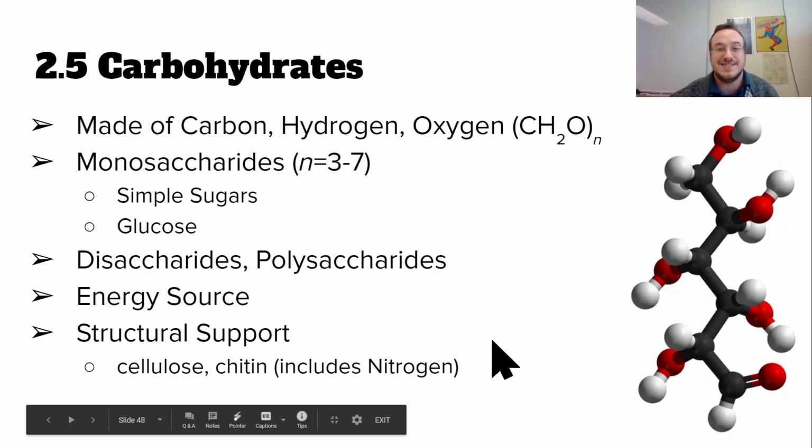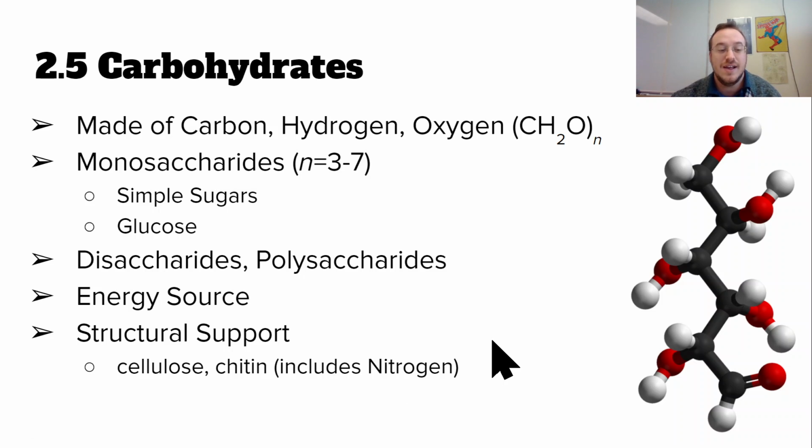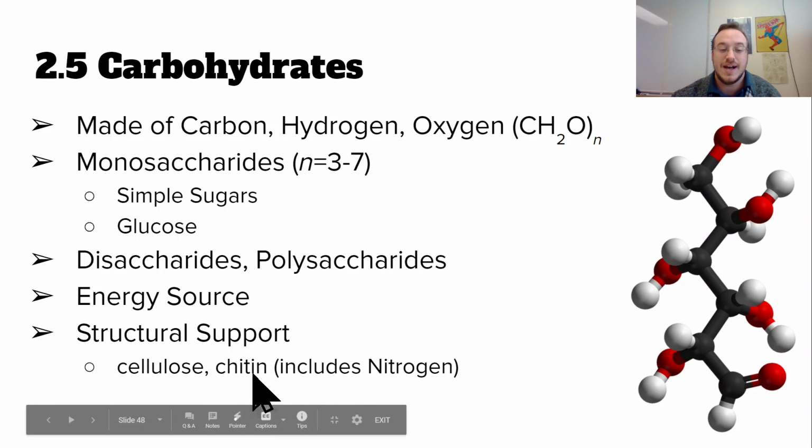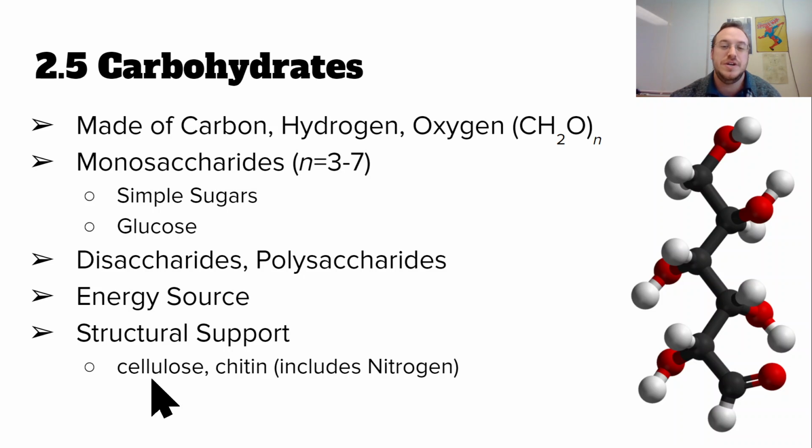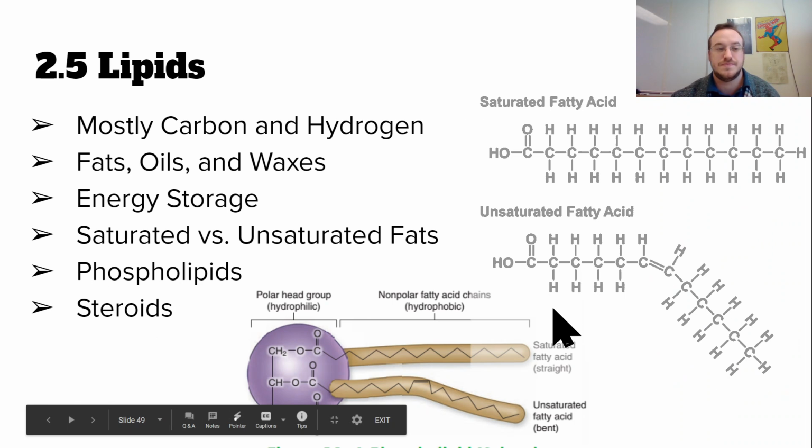Remember when we talked about the types of cells that are in fungi, we said that they might have chitin, which is just a carbohydrate that also has nitrogen in it. And plant cell walls have cellulose, right? That's what makes celery crunchy, is the cellulose.